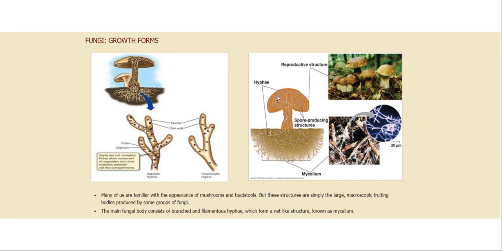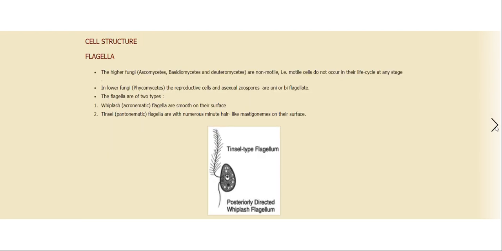And here you can see the hyphae and the network of this one singular hypha. There are too many branches they form, the mycelium here. So they are the fruiting bodies which are present in some groups of fungi. The main fungal body consists of what? The filamentous hyphae, which form a net-like structure that is called mycelium, which I have already explained to you. Now, if we see the cell structure, the higher forms which I am going to describe are ascomycetes, basidiomycetes, deuteromycetes. These are the further classes of fungi.